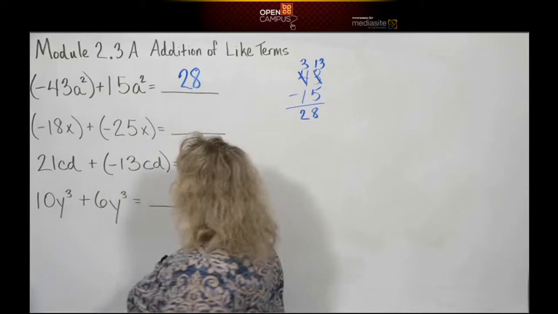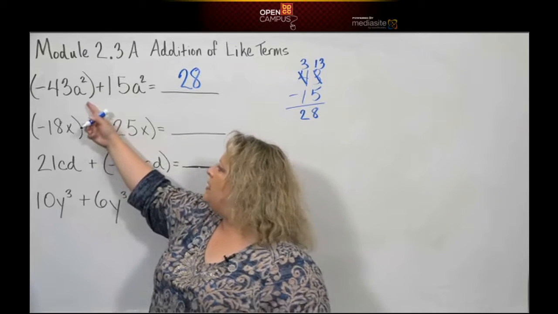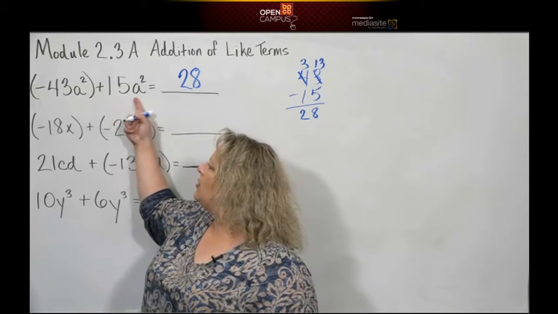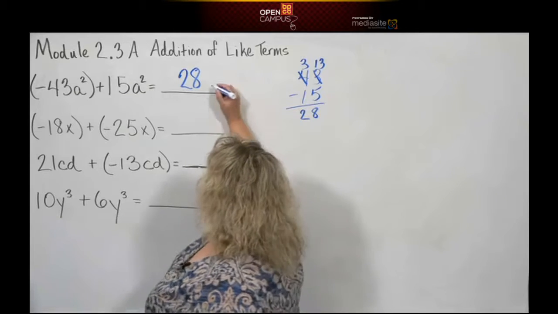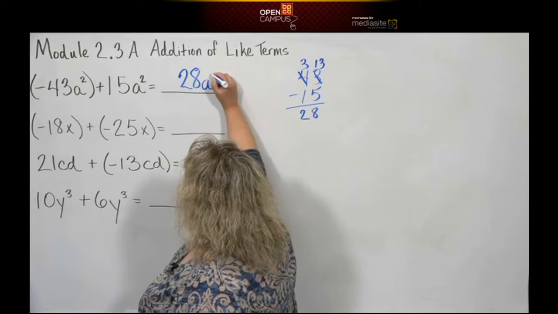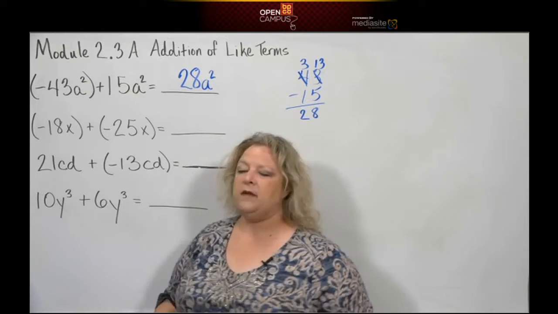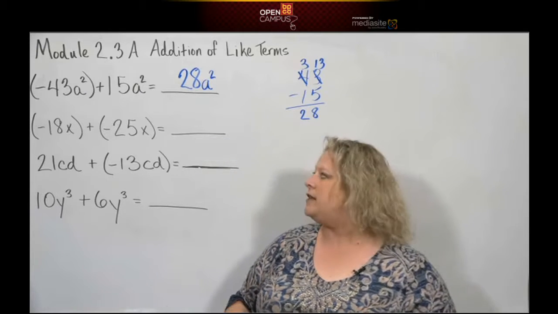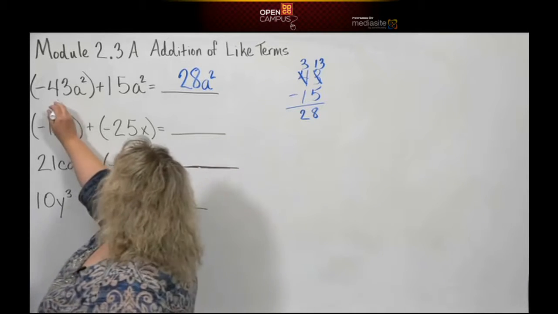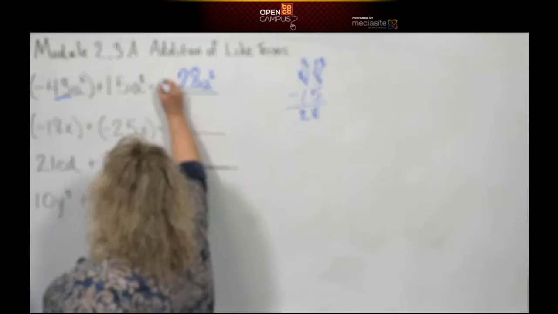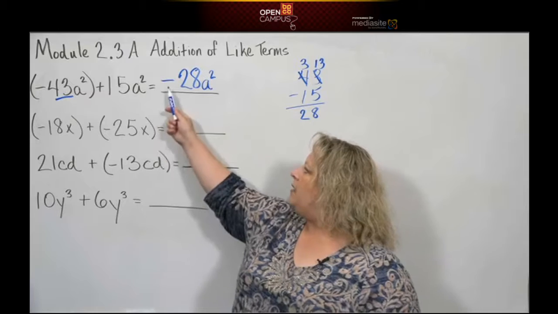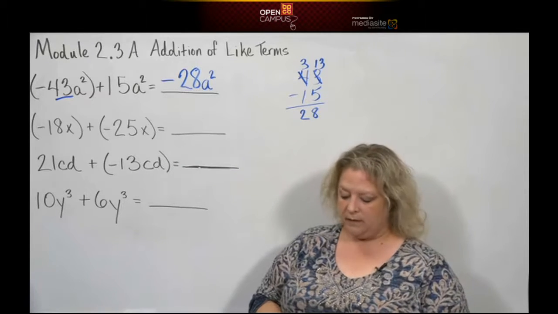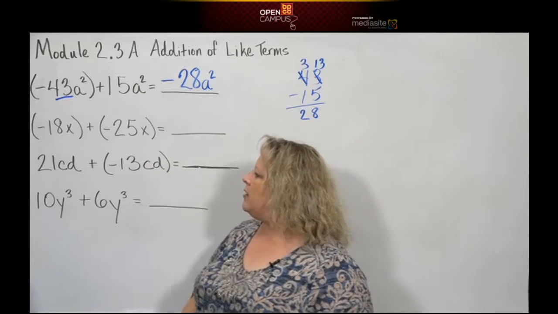for the coefficient. Since the rule says when you're adding like terms, you just take the variable and its exponent and bring it over into the answer, so that would be a squared. And then remember, to determine the sign, you take the sign of the bigger value. So 43 is bigger than 15, so our answer is negative 28a squared. Let's look at our next one.